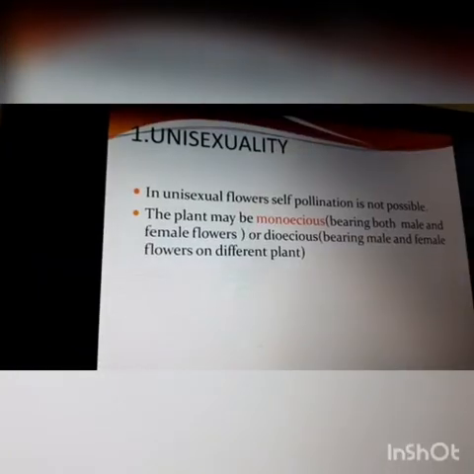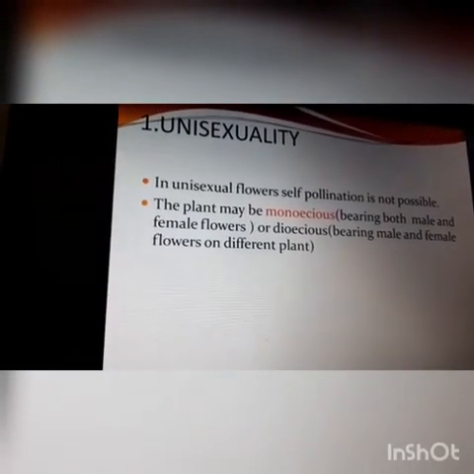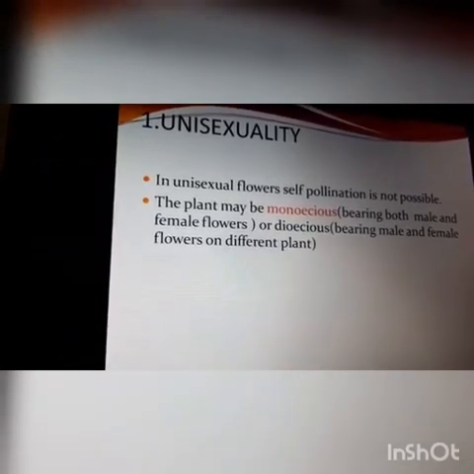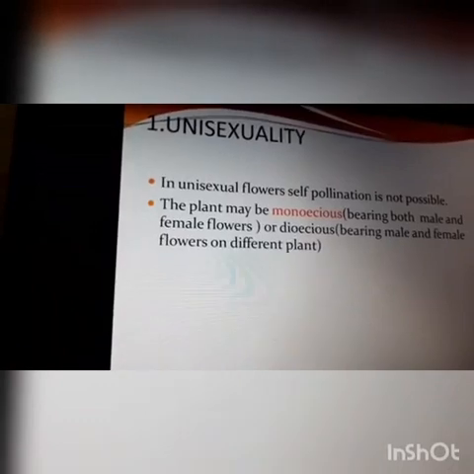To discourage self-pollination, flowers develop different types of devices to encourage cross-pollination. So today we are going to discuss these devices, which are termed outbreeding devices. The first feature is unisexuality. In unisexual flowers, self-pollination is not possible, but we know that plants may be monoecious or dioecious.